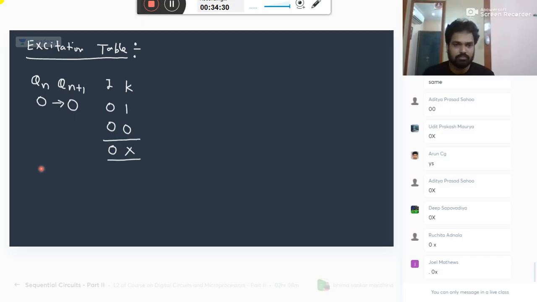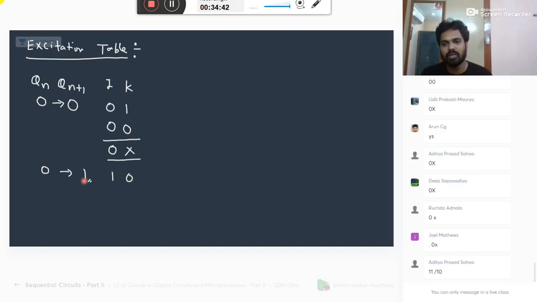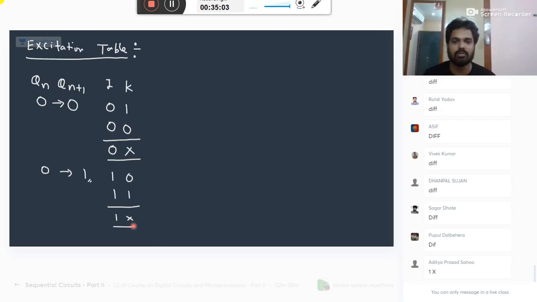Next. Present 0, next 1 is required. Whenever you want 1 in the output, you should give input 1, 0. When will you get 1 in the output? When you give 1, 0. Next. Is it same or different? What is the relation between present and next here? They are different. Toggle condition, 0 bar is 1. So toggle condition can be done with 1, 1. So here 2 possibilities. J must be 1. K can be 0 or 1. So you can write it as a don't care term.